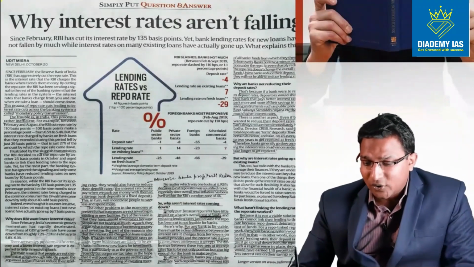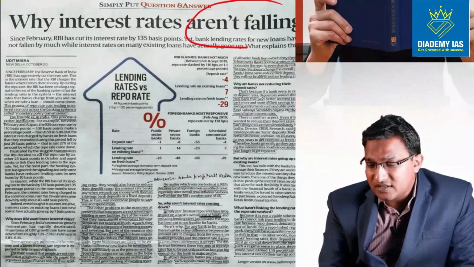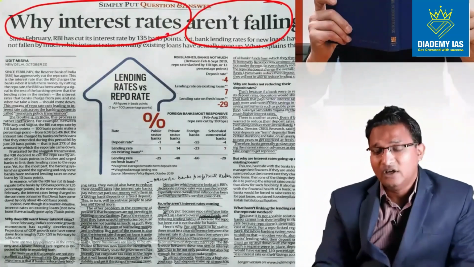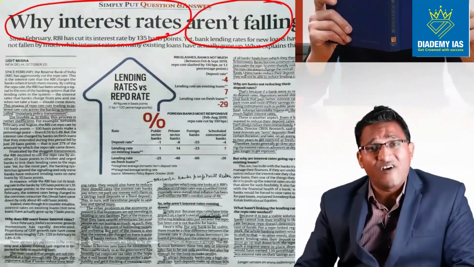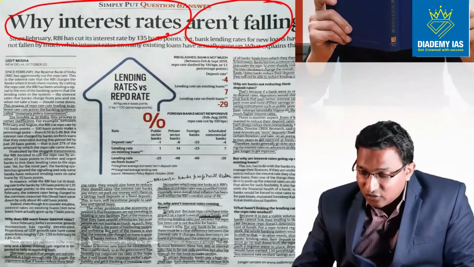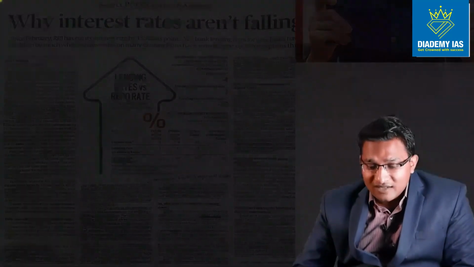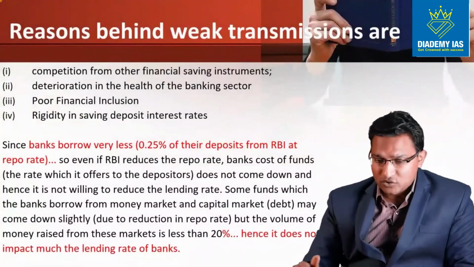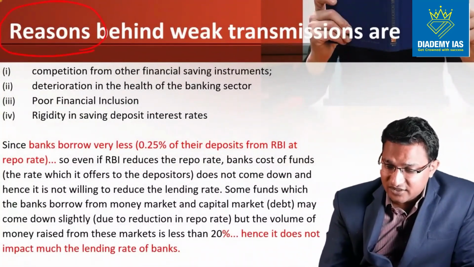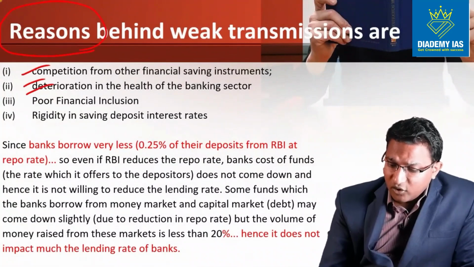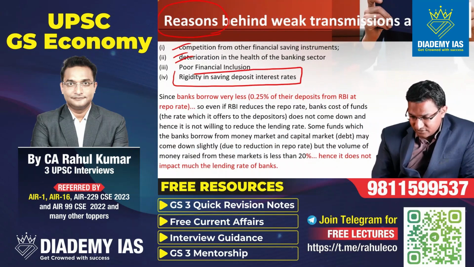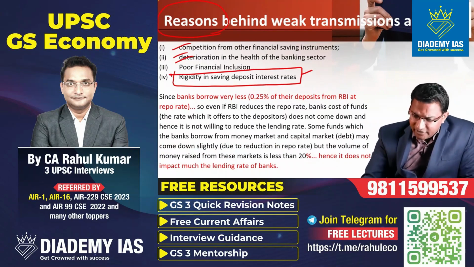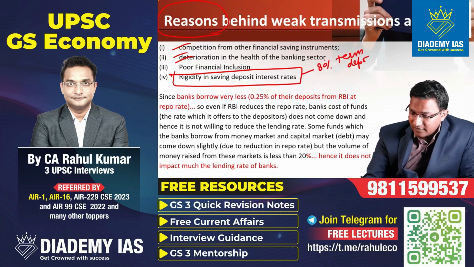And this article, which you can see, appeared in the Indian Express: why interest rates are not falling. RBI has been decreasing the repo rate for a long period of time, but still why are the interest rates not decreasing for people like you and me? So what is the reason? Apart from the reasons we have just discussed, one of the important reasons is this rigidity in the saving deposit interest rate, right? One thing that I already told you is that 80% of them are term deposits, right?